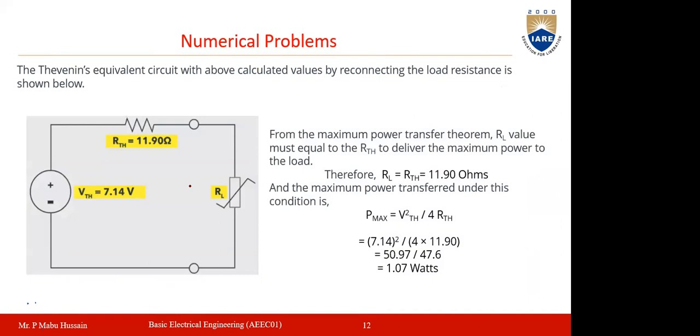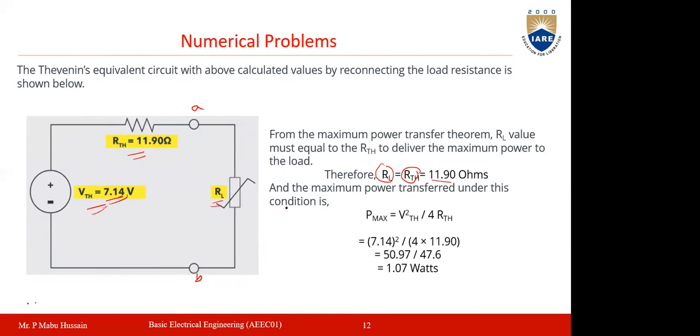Now you draw the Thevenin equivalent circuit. In the Thevenin equivalent circuit, simply you have one voltage source in series with the Thevenin resistance. Thevenin voltage is 7.14, which you have got, and RTH is 11.9 ohms. Now between the terminals A and B, you connect the removed load resistance RL. Now the maximum power will be delivered to the load whenever this RL value becomes equal to RTH, that means RL will be equal to 11.9 ohms.